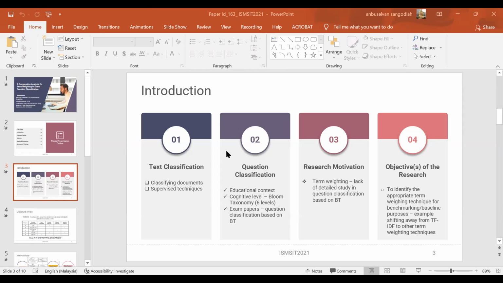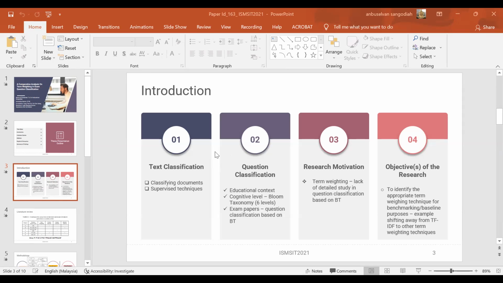So Bloom's taxonomy, we have 6 levels like knowledge, comprehension, application, analysis, and then evaluation, synthesis. So we set exam papers according to the difficulty level. So therefore, we have 6 levels. So here, when I talk about question classification, it means based on the Bloom's taxonomy.